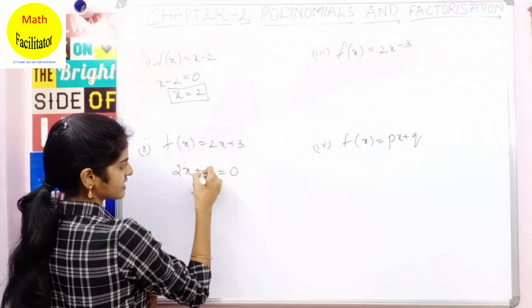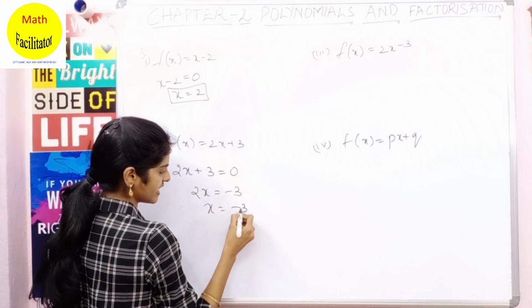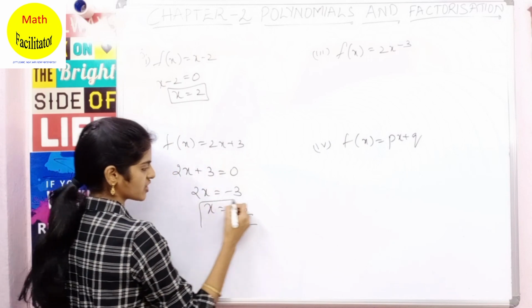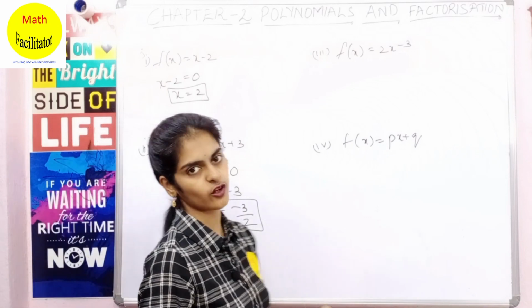2x plus 3, you will send it to the other side, it becomes minus 3. So x is minus 3 divided by 2. 2 is in multiplication here, so when it goes to the other side it becomes division. So x equal to minus 3 by 2 is the 0 of this polynomial.